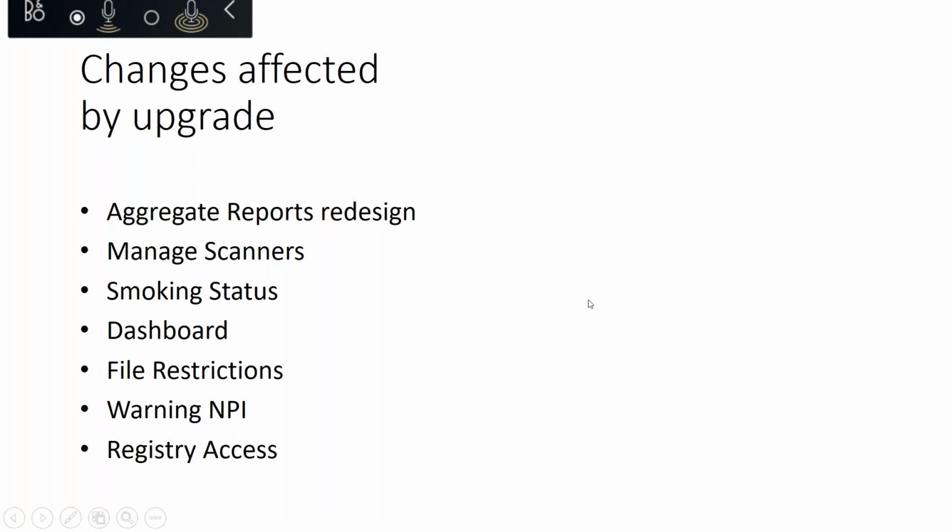All right, guys, now we're going to go over changes that were affected with our upgrade on the 12th of July. Some of you guys may have logged in by now and noticed that the NRDR homepage is set up a little differently. So some of the upgrade changes are the aggregate report, which was redesigned, the managed scanners, smoking status on the exam form, our NRDR dashboard, and file restrictions, warning NPI message for upload, and registry access.